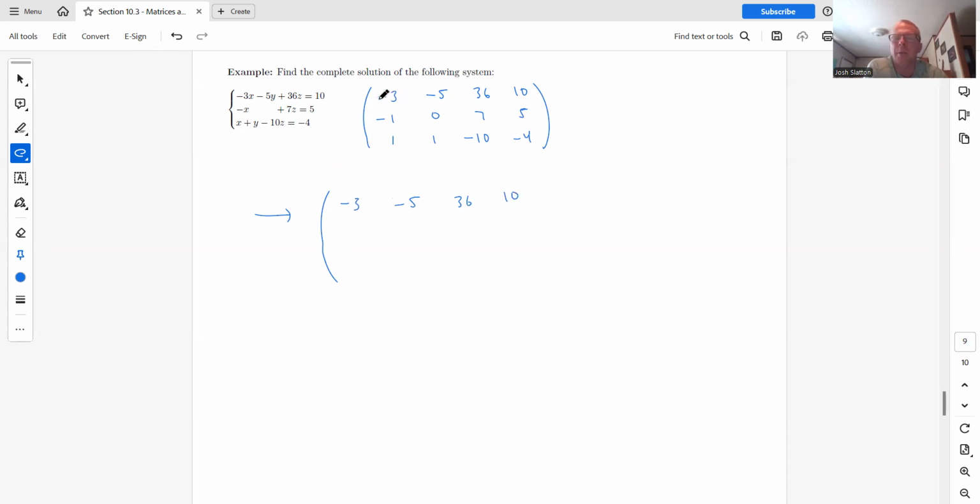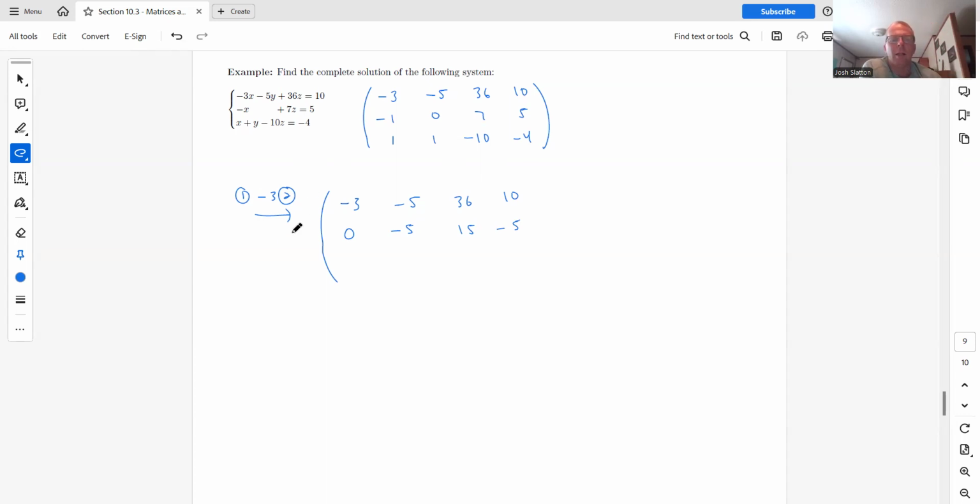And then we're going to multiply the second row by -3 and add it to the first row. So we have 1 minus 3 times row 2. That'll give us a 0, -5. That would be 36 minus 21, so that is 15. And 10 minus 15 gives us a -5.